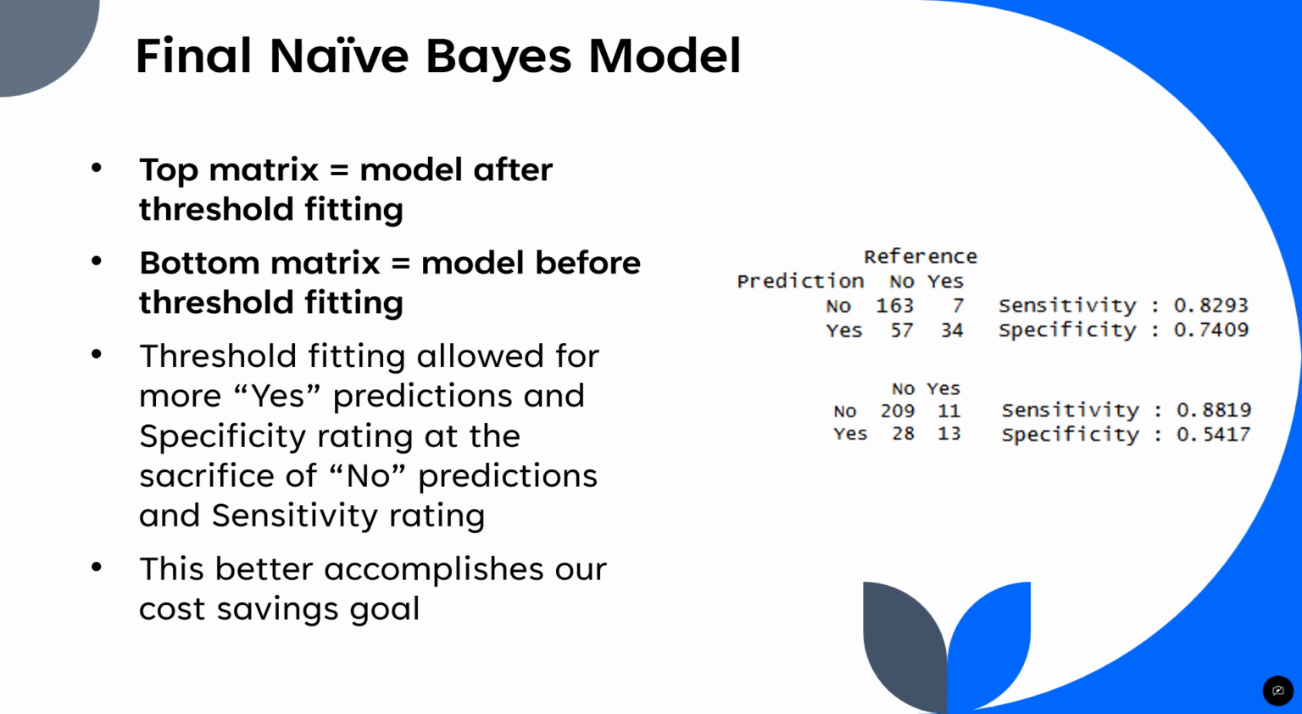Alrighty, so this is the final naive Bayes model. The top matrix would be the model after threshold fitting. The bottom matrix would actually be the model before threshold fitting. And as you can see, the model after threshold fitting allowed for more yeses to be predicted, and those yeses turned out to be actual people who were going to leave. So the specificity goes up at the sacrifice of a little bit of sensitivity, the sensitivity being the nos, but this is a good sacrifice for this model as we're trying to achieve a minimum of 60% on both of these variables.